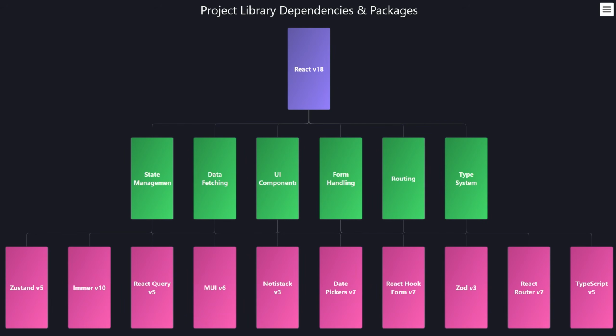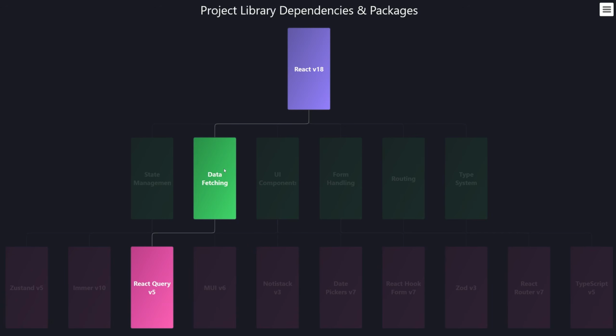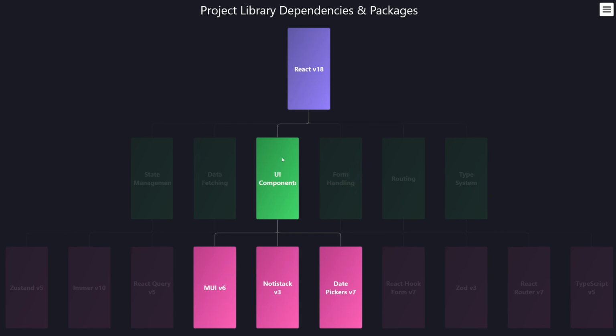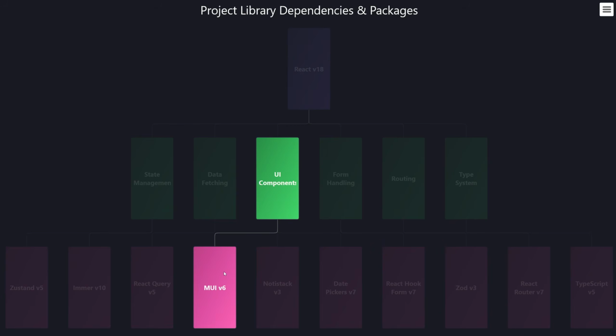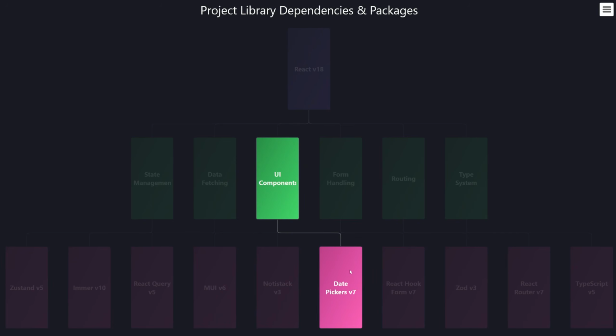But before we jump into the project, I'm going to show you an overview of what dependencies and packages we are going to use in this tutorial. There are so many aspects that we need to consider for this tutorial and enterprise level forms. Our state management solution is Zustand version 5 and Immer for better state updating. The data fetching is your preference. Here I'm going to use React Query for simplicity. For the UI components, the project heavily relies on MUI version 6, Notistack for showing the user notifications, and date pickers version 7 of MUI again.